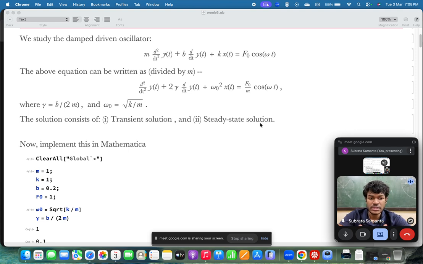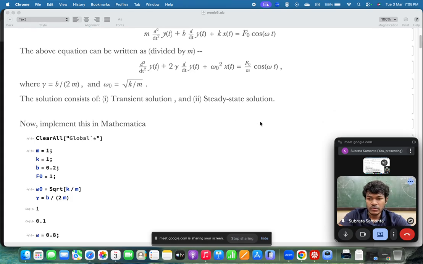The most general solution is written as the sum of these two, transient and steady state. After some time the transient goes away, but the steady state remains. Now we implement this in Mathematica.